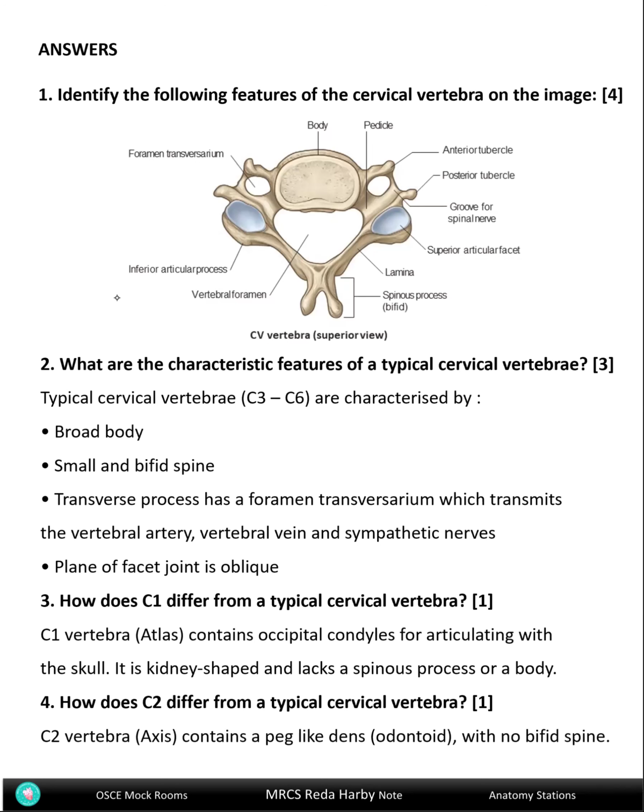Which joint permits flexion and extension of the neck when you look to the ground and look to the sky? So which joints permit the flexion? Which joint does the flexion and extension of your neck? That's the atlanto-axial joint.